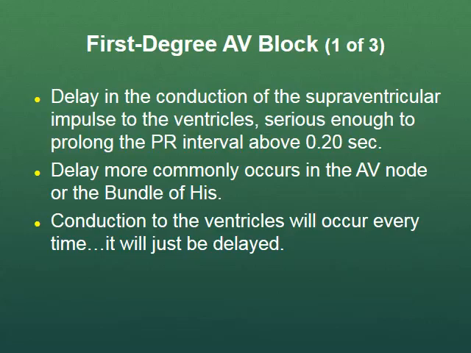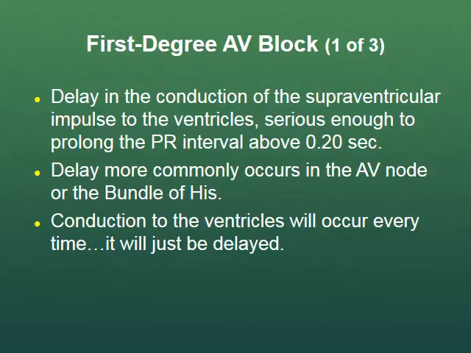Whenever we have a first degree AV block, we have a delay in the conduction of the impulse from the SA node to the ventricles. It's a long enough delay that it's going to increase the PR interval to longer than 0.2 seconds. The delay is most commonly in the AV node or the bundle of His, but it can be lower than that or higher than that as well.